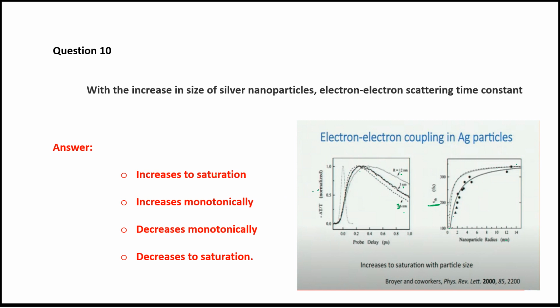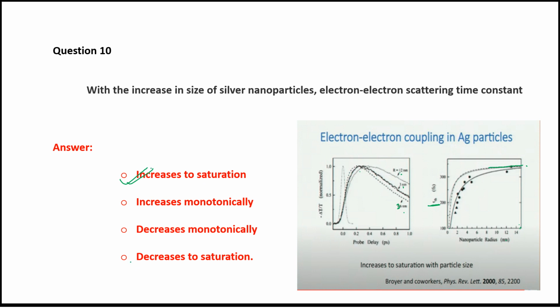This is not linear, and not monotonic also, from 0 to 14 nanometer of the diameter size. As the value of this coupling is increasing to a maximum, it increases and then it becomes almost constant, as is seen in the straight line, right? So it increases to saturation.